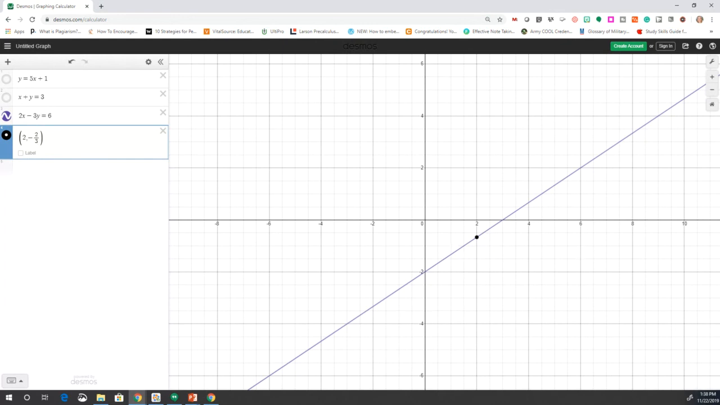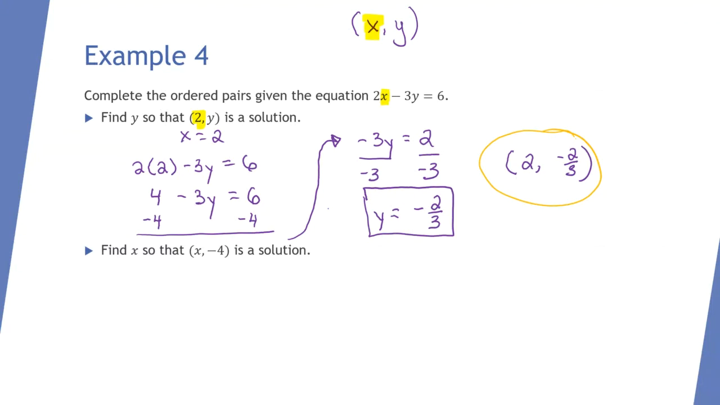So going back, the next one here is find x so that x comma -4 is a solution. So now they're giving us y because they're giving us the second value. The second value is always a y. So now I need to replace y in our equation. So we have, let me switch colors, y is equal to -4.